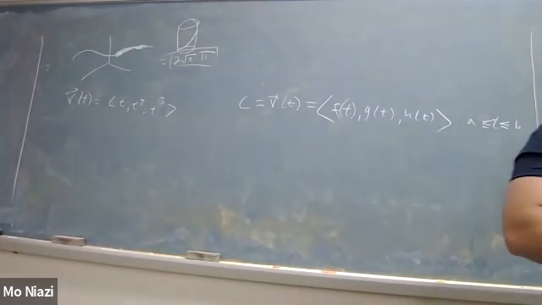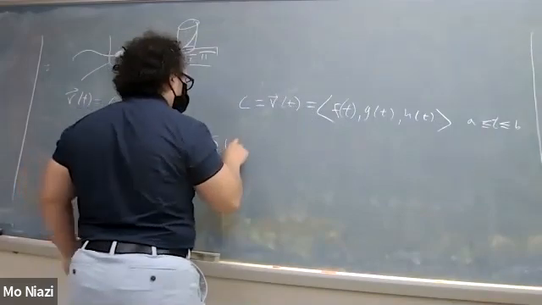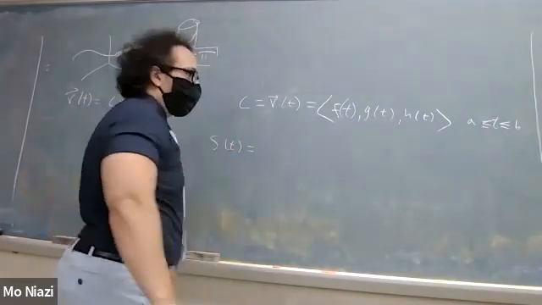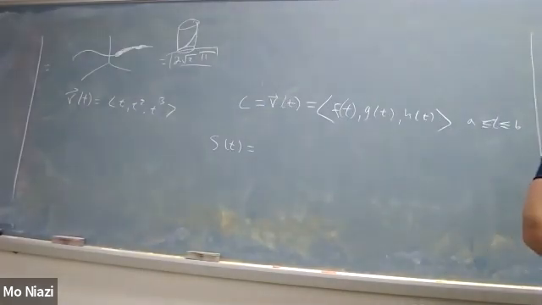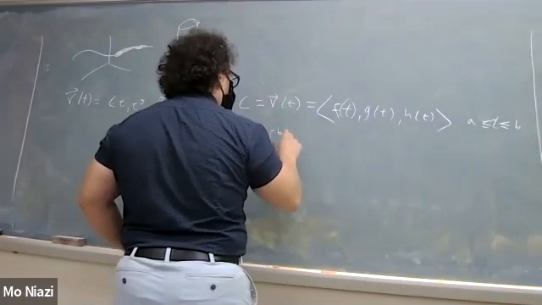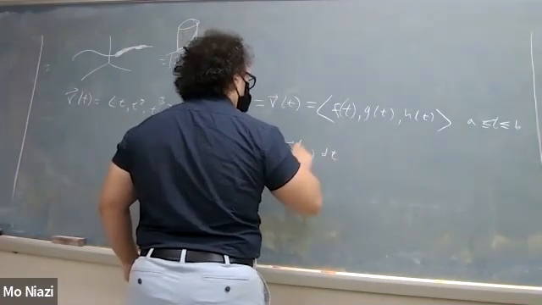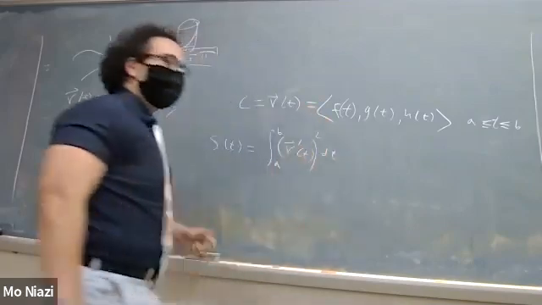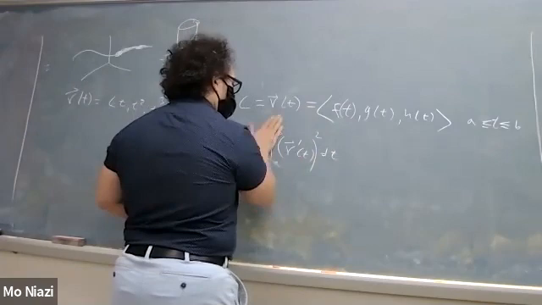So we can define an arc length function s of t. And this arc length function really is what we've been doing. Recall that what we've been doing before could have been defined as this. And don't forget to square it. Oh, and don't forget to square root it.